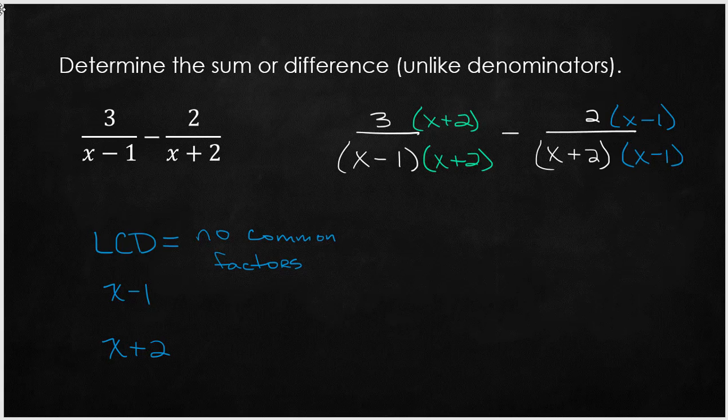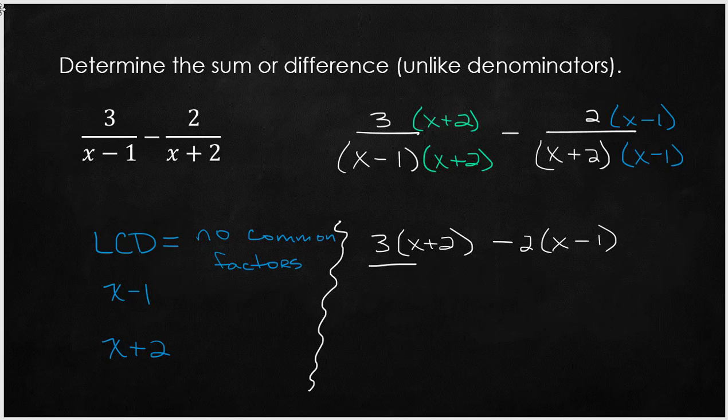So now my next step, give myself a little bit of room to work here. We get 3 times x plus 2 minus 2 times x minus 1 all over x minus 1 times x plus 2.